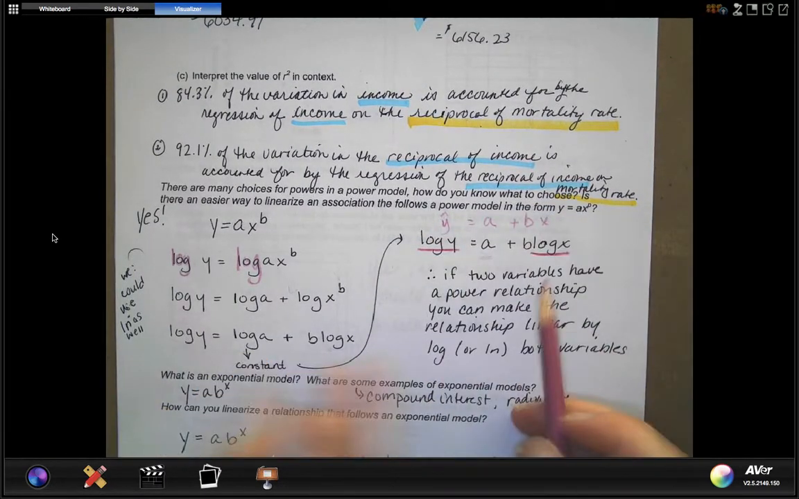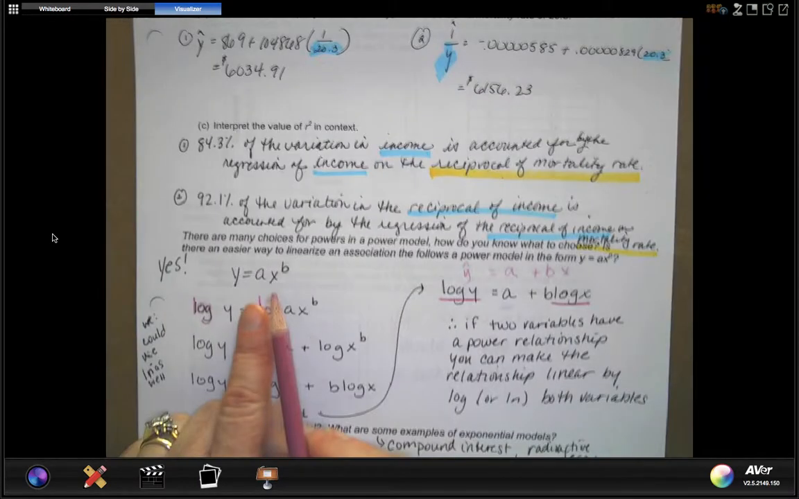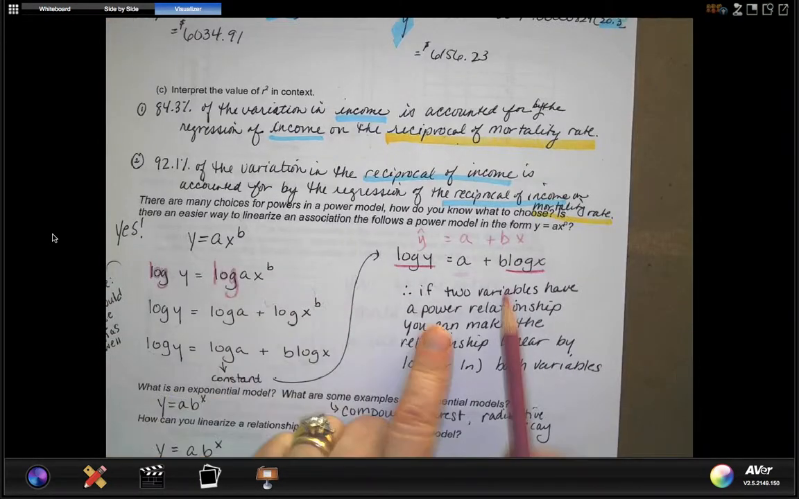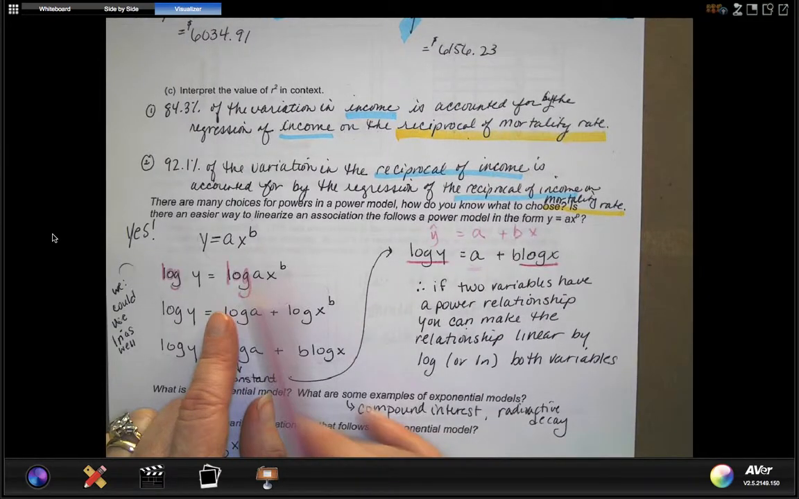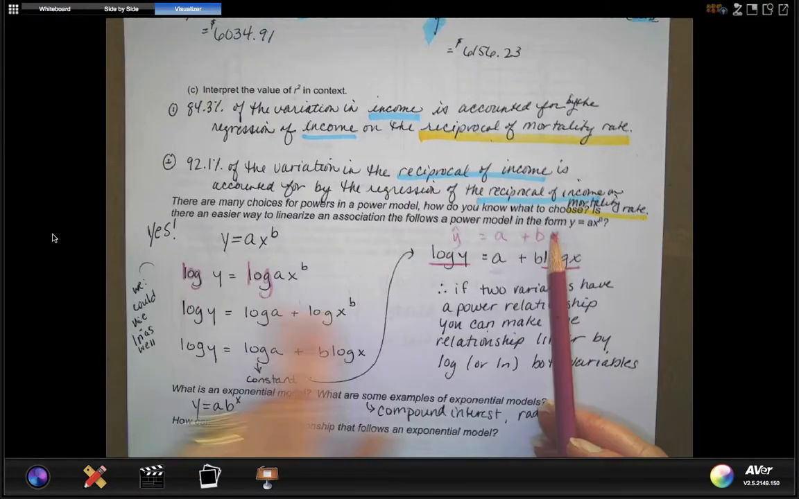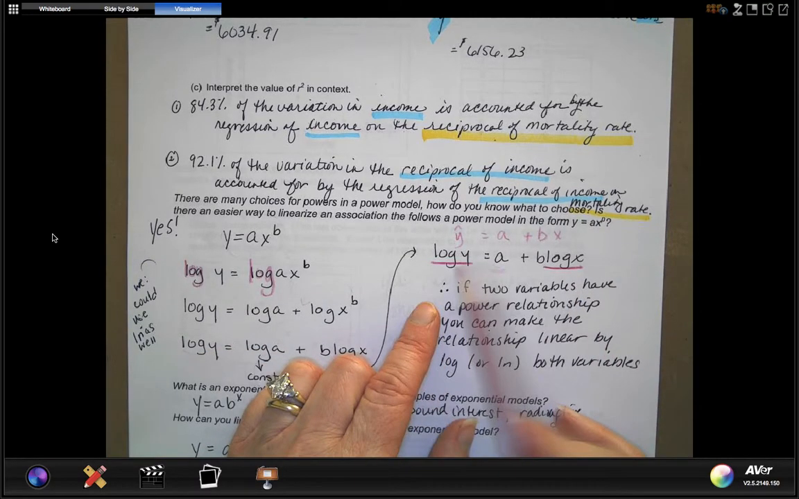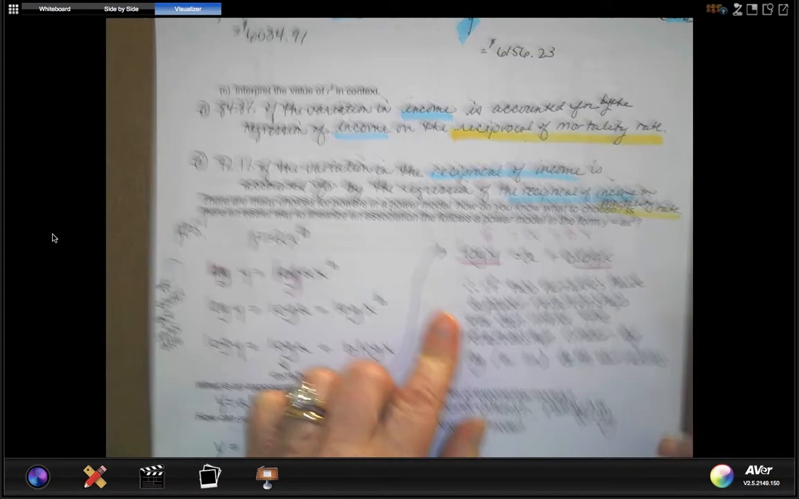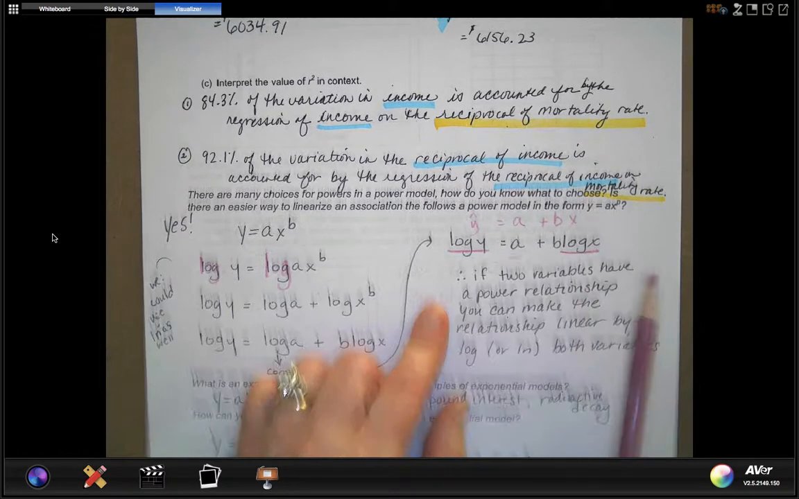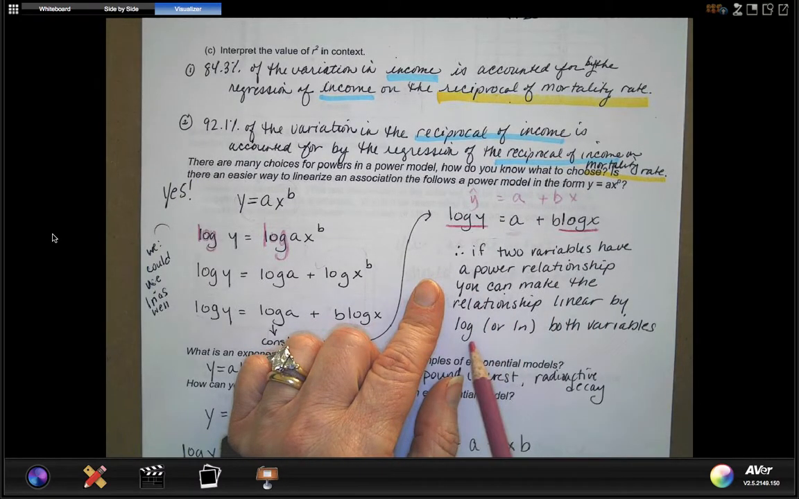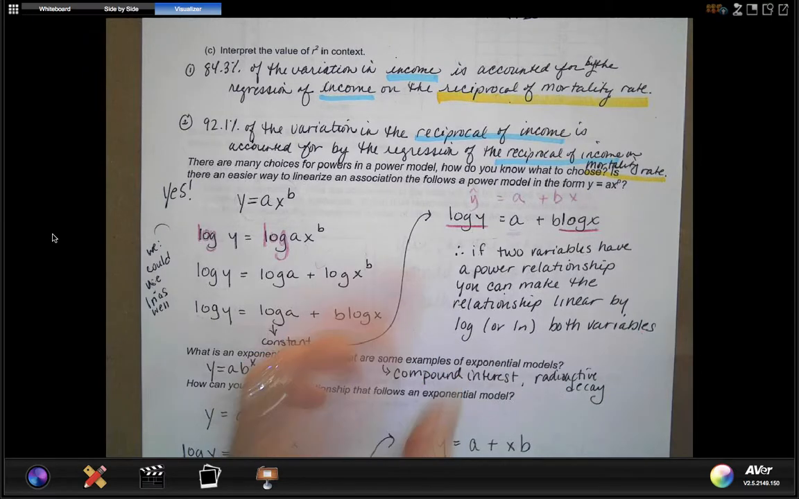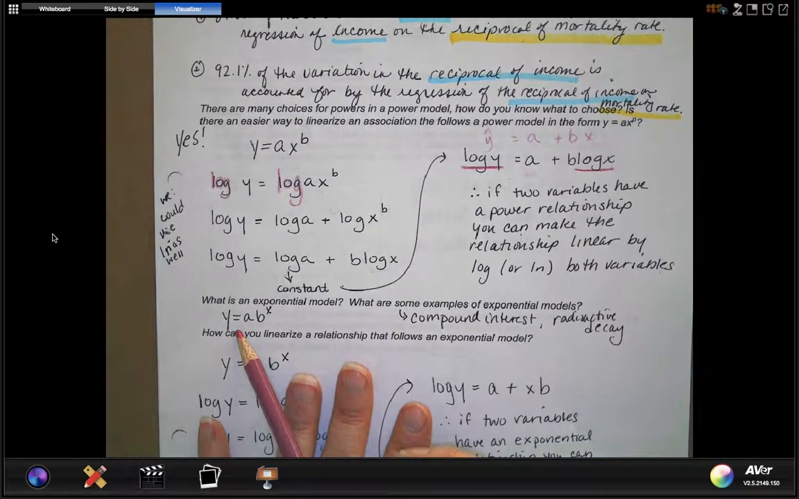So what I'm essentially saying here is that if two things are going to follow a power relationship, then I can make the power relationship linear by logging, or again, natural logging, both of the variables. So if two variables have a power relationship, you can make the relationship linear by logging or natural logging both variables. Okay. Exponential, y equals a b raised to the x.